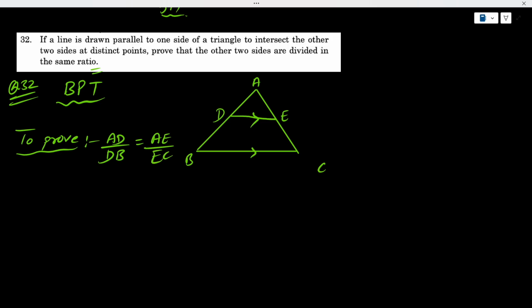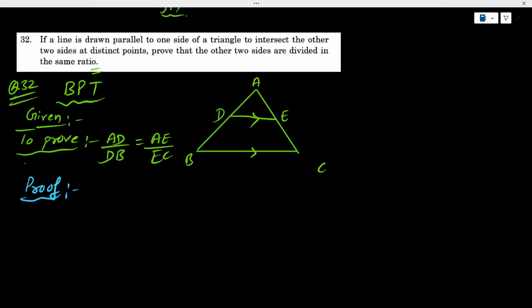You'll write down whatever is given. You'll write down the given part first: given in triangle ABC, the parallel line DE intersects AB at D and AC at E respectively, right? How do we do the proving part here? In my previous video, I have already explained how to prove BPT. So I am just explaining it to you through the figure only.